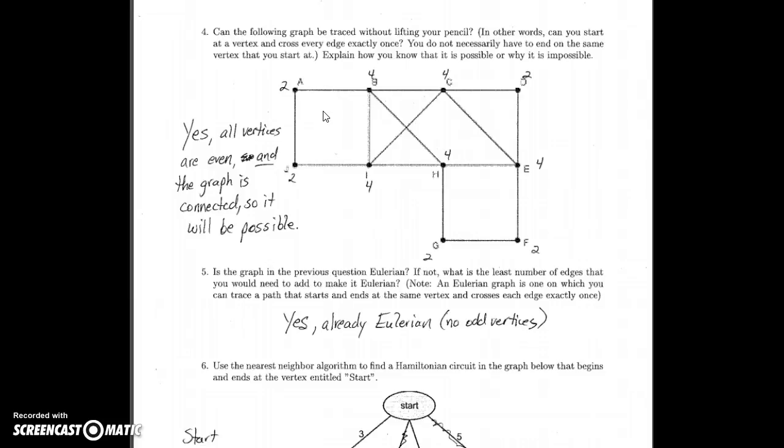Or if they're all even, like they are in this case, that means that it is Eulerian already. It means that we can start and end at the same vertex, and we could really choose any vertex for our starting point. And we do want to note that it's connected. We could not do this tracing, even if they were all even, if the graph were not connected. If there was one part of the graph over here and one part over here, and they weren't connected to each other, then it would not be possible.